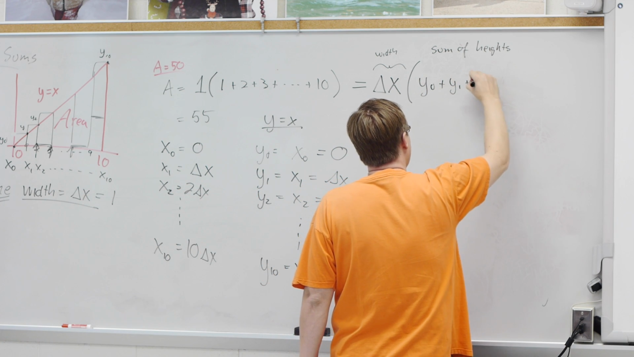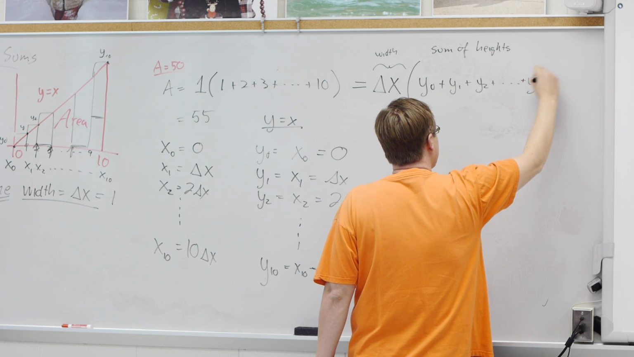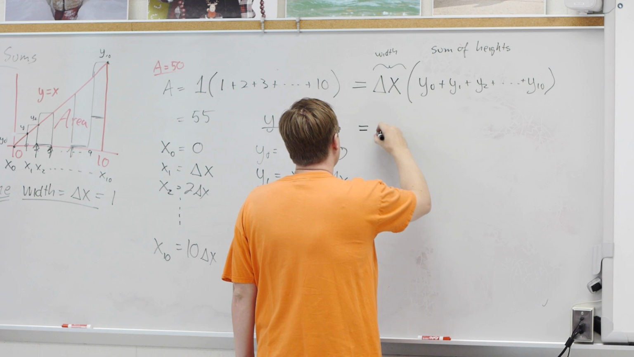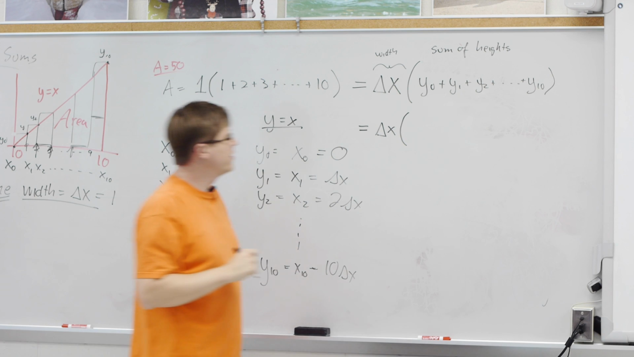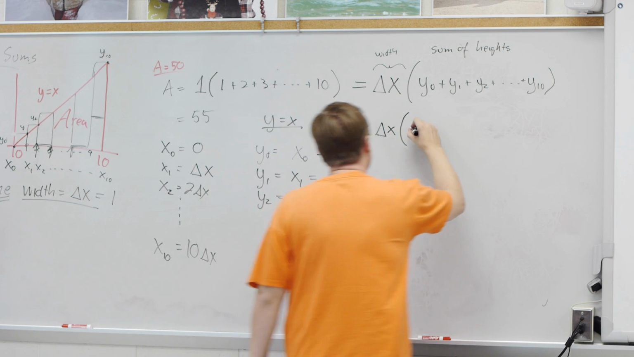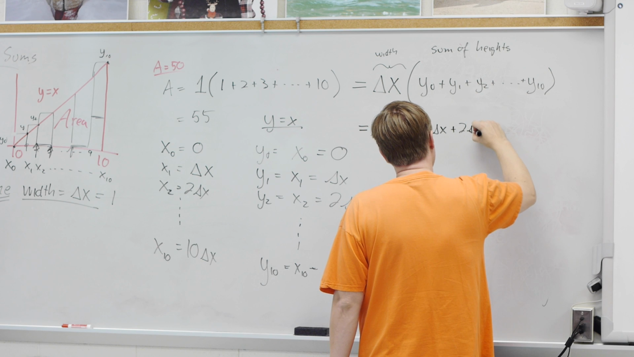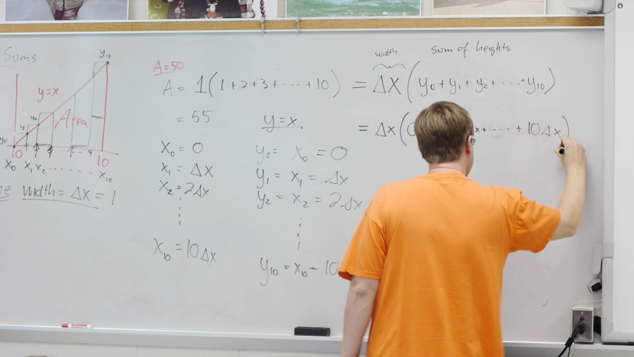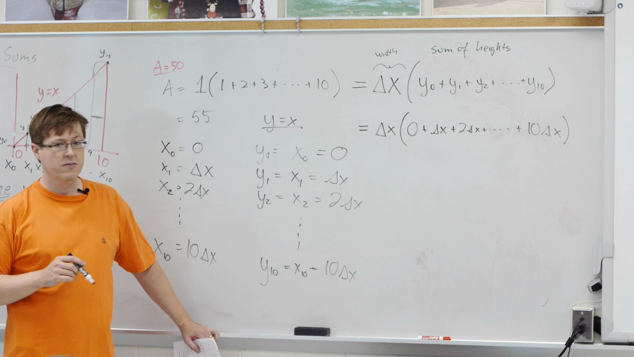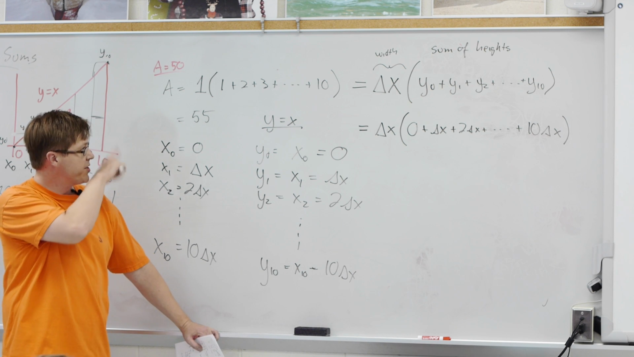So the first y plus the second y plus all the way up to y10, which is delta x. And now let's plug in what the y's actually are. It's 0, delta x, 2 delta x, 3 delta x, and so on. Okay, I'm almost done. When I'm done, this is going to look just like that.